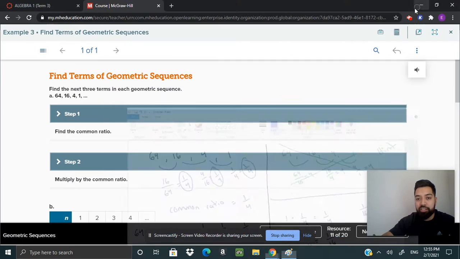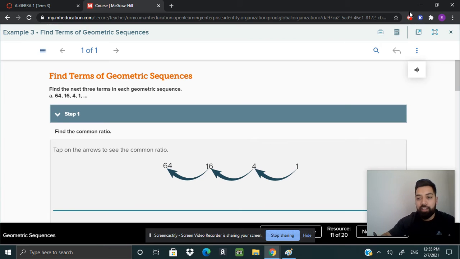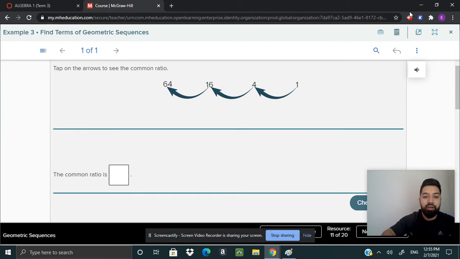So now let's go back and check to see if that's actually true. Step 1 is to find the common ratio. We did that. We said it is 1 over 4. Let's see if I can actually type that in. I don't know if it's going to let me. I don't think it's going to let me during the presentation. It's not letting me. Okay, but it should be 1/4. I don't know why.